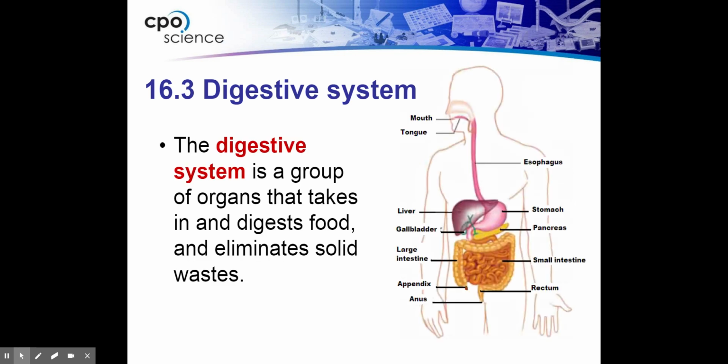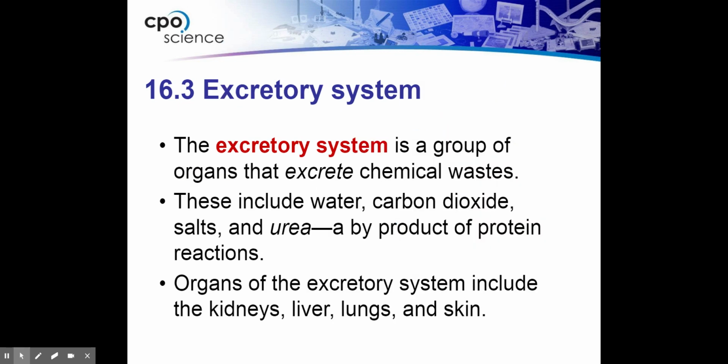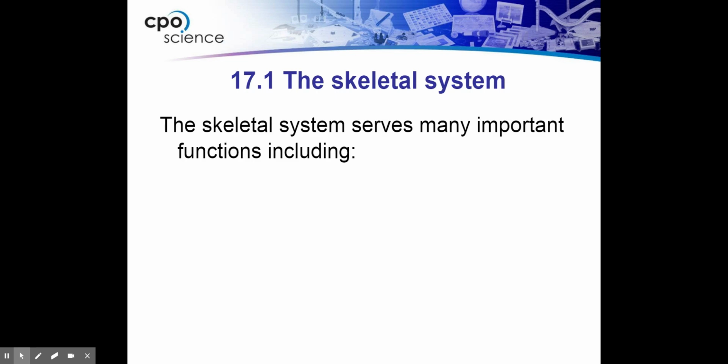The digestive system, as we saw in the gizmo last week, is a group of organs that takes in and digests food and eliminates the solid wastes. Excretory system is where you excrete wastes. This can include water, carbon dioxide, salts, urea. In this, we have the kidneys, liver, lungs, and the skin. This is where we get rid of the wastes and things that are in the body.